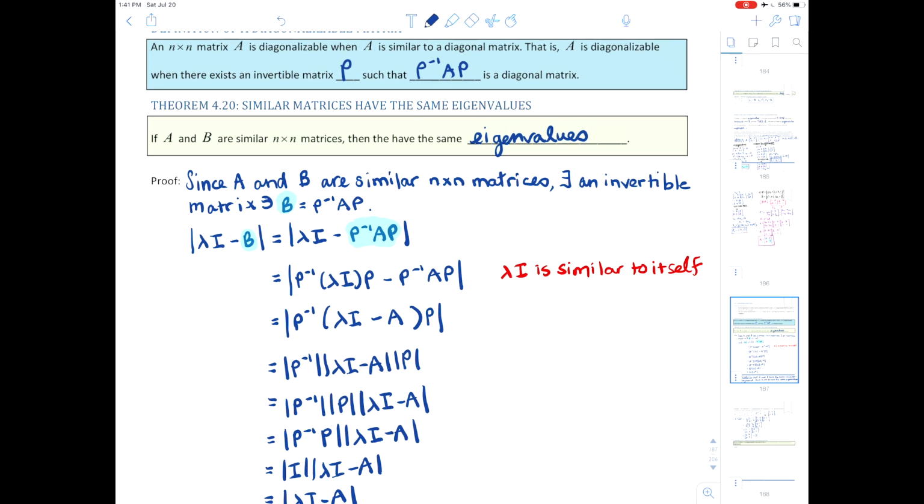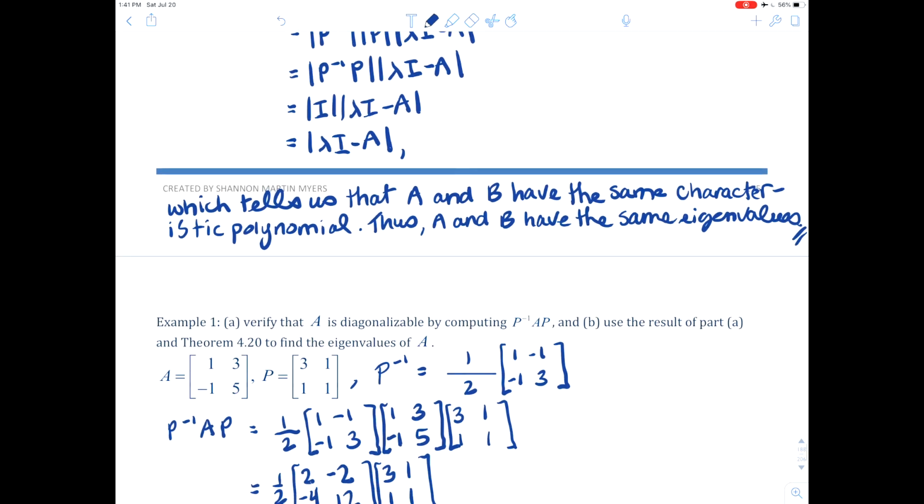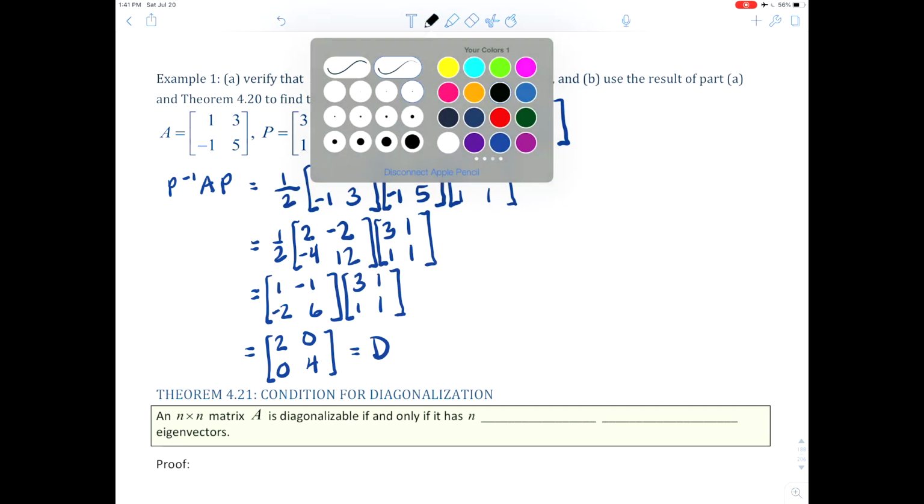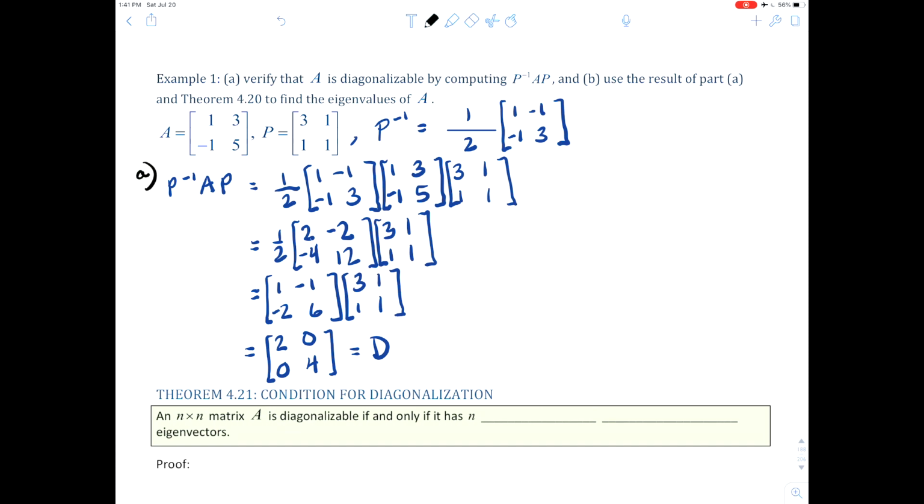It says that if A and B are similar, they have the same eigenvalues, right? So all right, let's go ahead and use that theorem. So this, sorry, was part A. And then part B, we can say what?